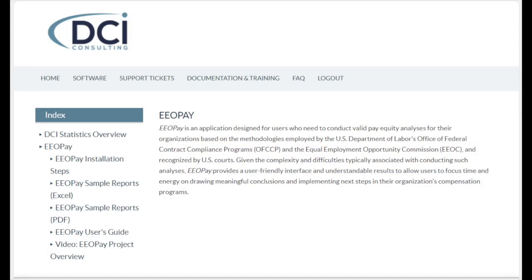And with that in mind, at DCI, we created our EEOPay software to help you accomplish certain tasks within your organization in terms of evaluating compensation within the EEO context. And along those lines, there may be certain questions that you would have to answer within your organization, and 3 of those we'll address today.